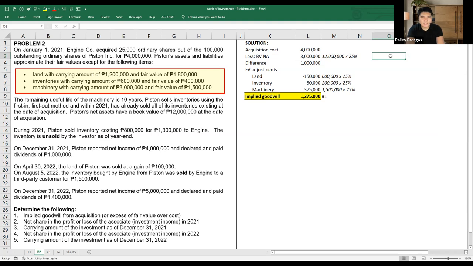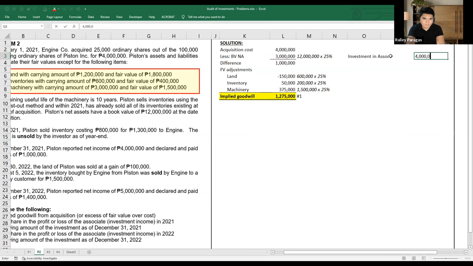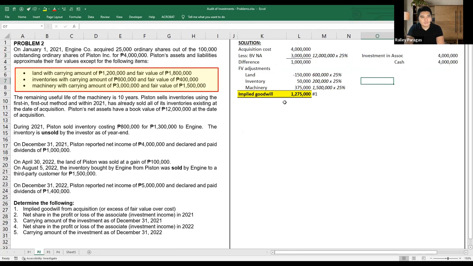So, paano ba pinurchase to? Nag-debit ka ng investment in associate, di ba? Nag-debit ka by 4 million and then nag-credit ka ng cash, for example, if cash yung purchase mo dyan, by 4 million as well. So, wala kang makikita dyan na hiwalay na recognition ng goodwill, no? So, walang accounting issue dyan. Pinocompute lang sa atin ng problem. Tinetest tayo ng problem kung alam natin yung concept around implied goodwill, etc. Alright, so that's number one.